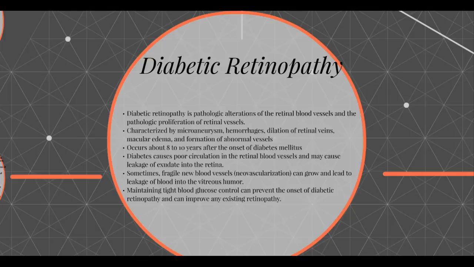So it's no big secret that diabetes causes a whole host of problems, and this is just unfortunately one of the ones that shows up a little bit later. Sometimes fragile new blood vessels, and that's called neovascularization, can grow and lead to the leakage of blood into the vitreous humor, and that's how this diabetic retinopathy happens. So maintaining tight blood glucose control can prevent the onset of diabetic retinopathy, and it can also improve any existing retinopathies that may be present as well.